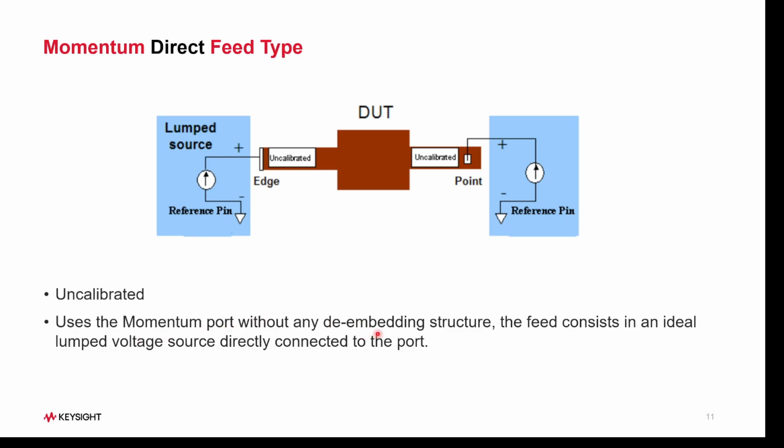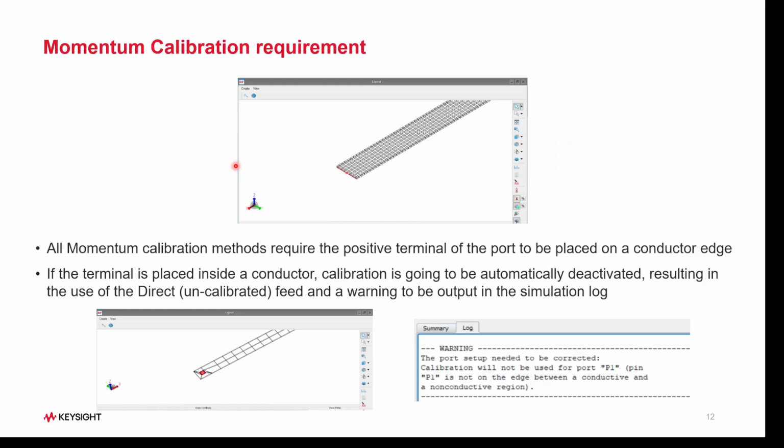There's no de-embedding structure, and the feed consists of an ideal lumped voltage source, which is directly connected to the port. So it's really the basic momentum port that we just saw at the beginning. Then one important point is that for calibration to be used in simulation, the positive terminal of the port needs to be placed on a conductor edge.